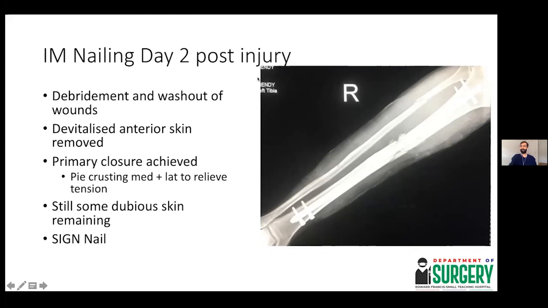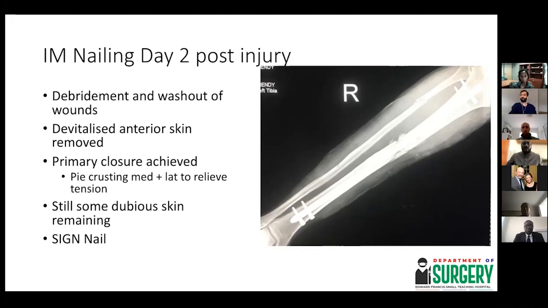It did by crossing the medial and frontal side to relieve the tension after closing the skin. But even then, I still wasn't entirely happy with the skin, but with no plastics cover, we usually just take our chances and try and debride as much as is possible in order to obtain closure. And then did the nail, and these are his post-nailing x-rays.